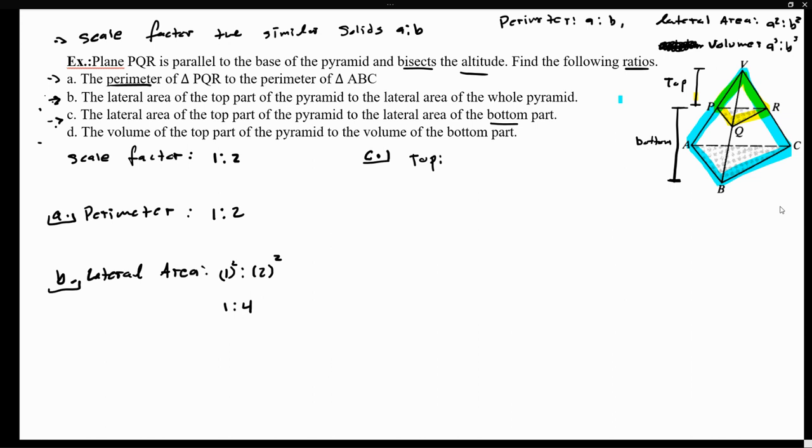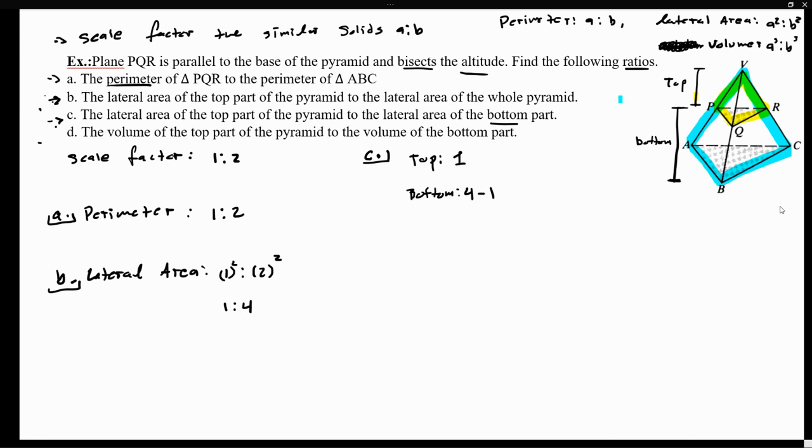So the top is going to have a unit of 1, and now the bottom is going to be a little bit tricky, because now the bottom is just this section right here. Well, I know that the lateral area of the upper pyramid is 1, and the lateral area of the whole pyramid is 4. So therefore, the bottom section is going to be 4 minus 1.